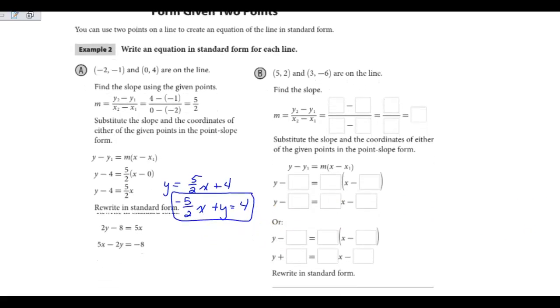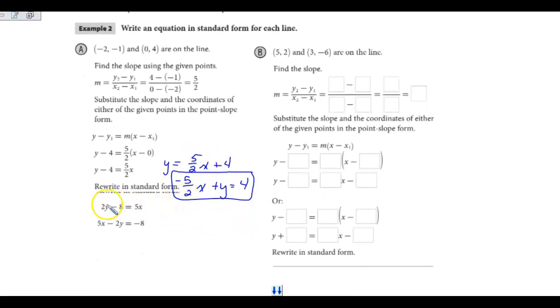When I am looking at this, they have 2y minus 8 equals 5x. And what they've done is they've just multiplied everything by 2 to get rid of that 5/2. Okay? So if I were to do that, let's move this over.